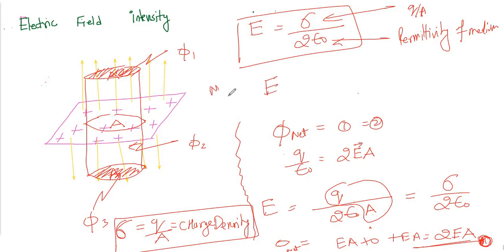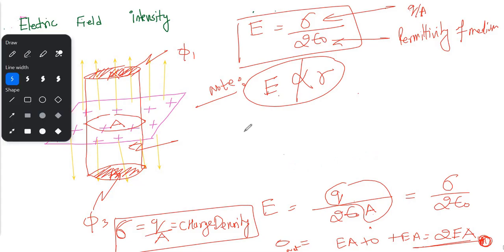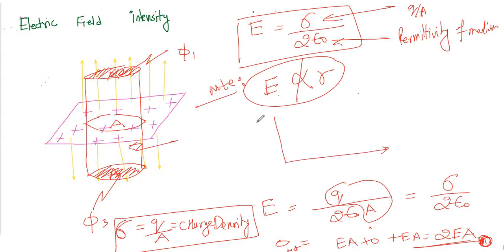Point to be noted is E does not depend on distance. Whether you are very close to the plate or very far from the plate, the electric field intensity will remain the same. If you have to draw E versus R, the E value will be almost constant. It will not vary with going away from the plate.